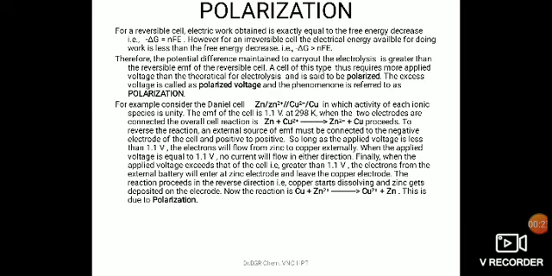For a reversible cell, electric work obtained is exactly equal to the free energy decrease, that is minus delta G is equals to nFE. This equation we have already seen. However, for an irreversible cell, the electrical energy available for doing work is less than the free energy decrease, that is minus delta G is greater than nFE. Therefore, the potential difference maintained to carry out the electrolysis is greater than the reversible EMF of the reversible cell.